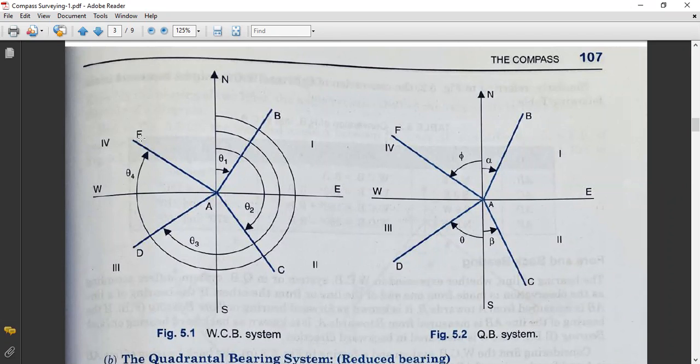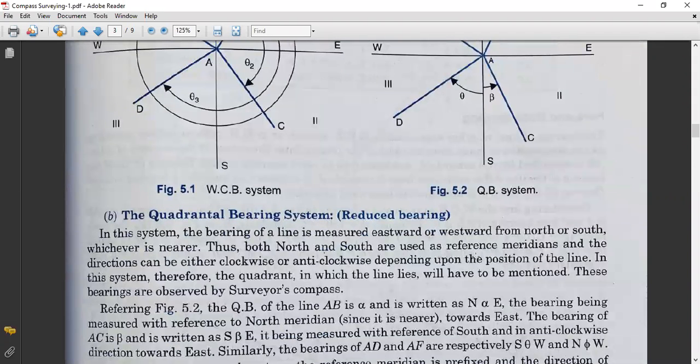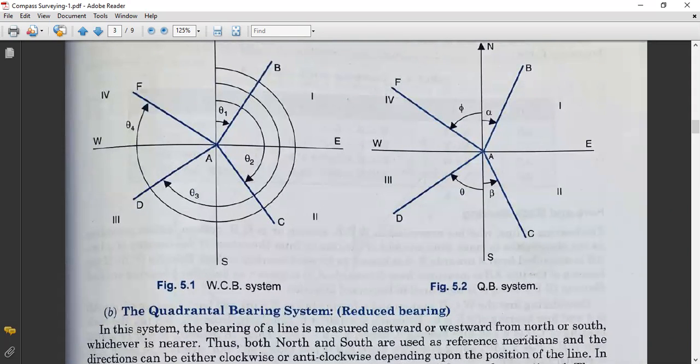Now the second one, the quadrantal bearing system. In this figure 5.2, see here, read it. In this system, the bearing of a line is measured eastward or westward from north or south. In whole circle bearing, it is always clockwise measurement. So here in the quadrantal bearing system, it is eastward or westward with respect to north and south. For example, line AB. The quadrantal bearing of this line is alpha here, correct?